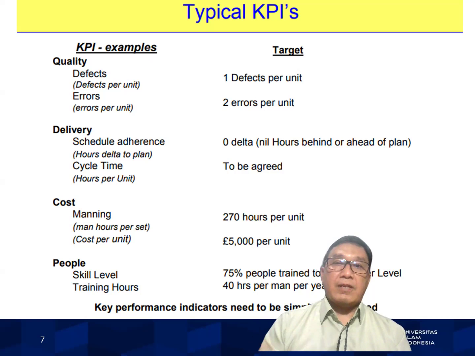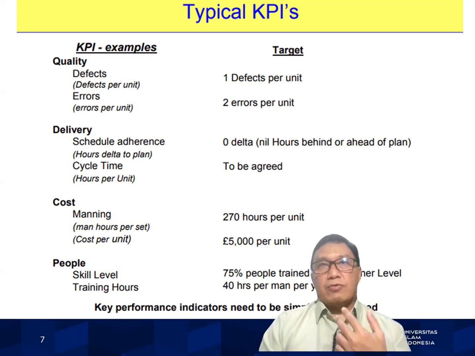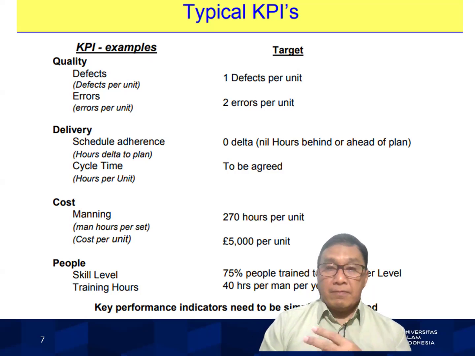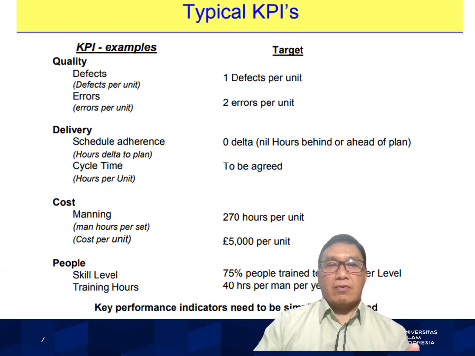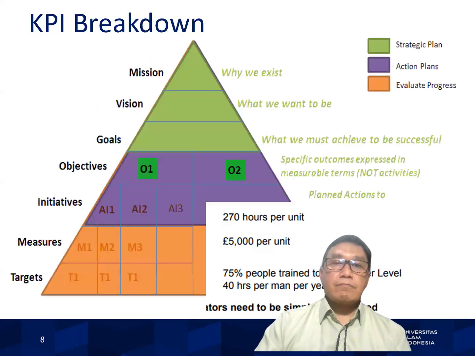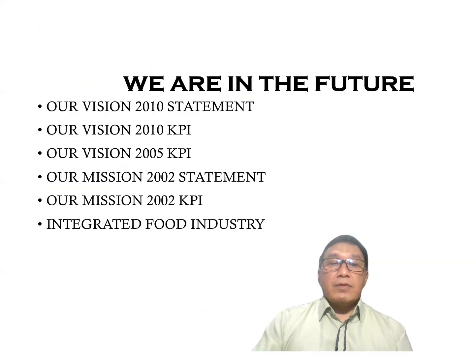Okay, that's the example. But again, the highlight of this slide is that there are two parts of KPI. The first is the KPI variable, and the second one is the target. So we cannot only use the variable, but we also need to find out the target. Okay, I will skip this one. I will give you an example.